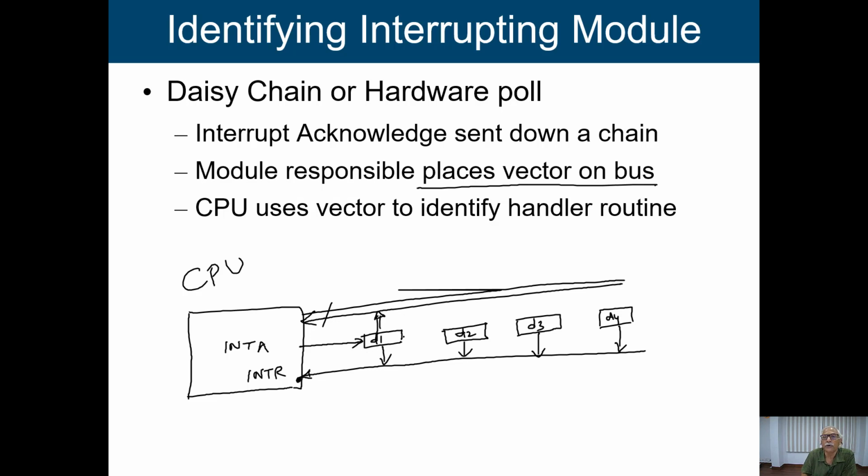Accordingly, the CPU uses this vector to identify the device handler routine. For this device we have one device handler routine, and for the second device we have another device handler routine. Now when the processor gives the interrupt acknowledgement, if D1 does not raise an interrupt, it will pass the interrupt acknowledgement to the next device. If device 2 has also not raised an interrupt, it will pass it on to device 3. Like that it will pass through these devices.